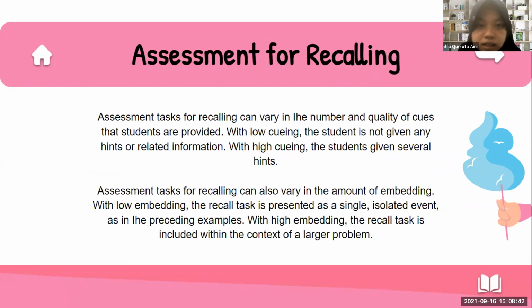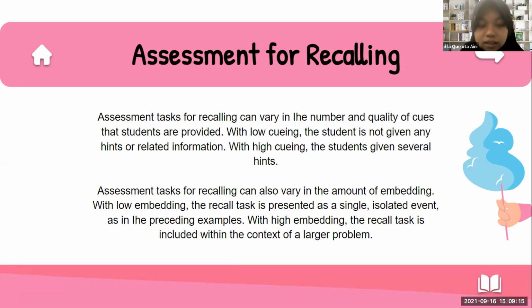The next is the assessment for recalling. For the assessment task for recalling, it can be varied in the number and quality of the cues students are provided. With low cueing, the student isn't given any hints or related information. The question will end with a question mark, and the question is only like, what is the meaning of something?